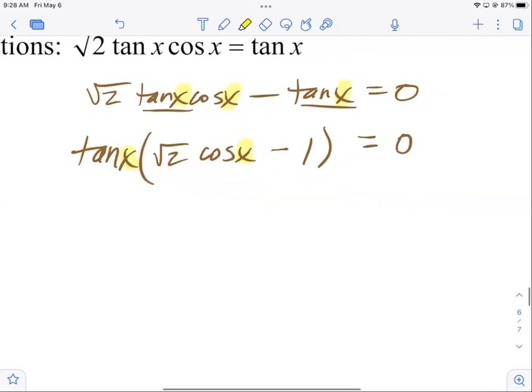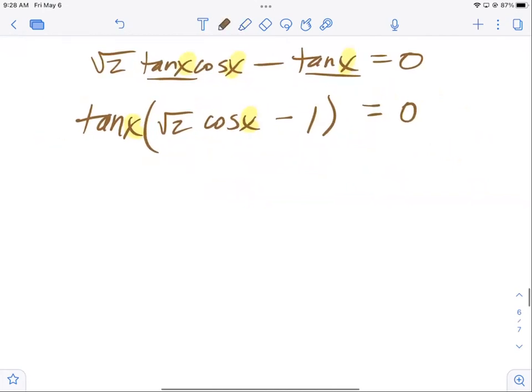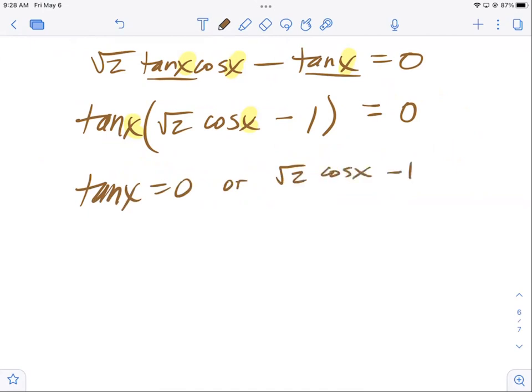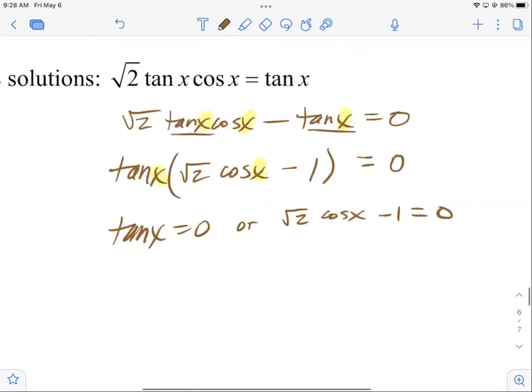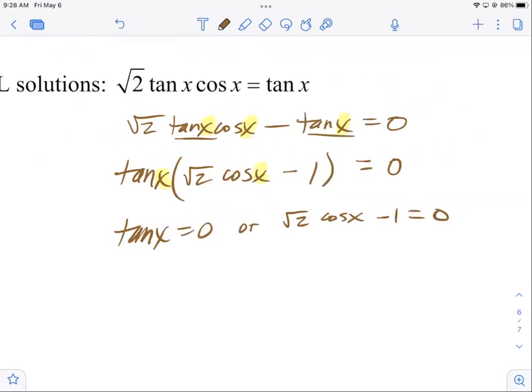All right, and now we can set each factor equal to 0. Zero product property, it's called. So tangent of x equals 0, or square root of 2 cosine of x minus 1 equals 0. Great, and now we've taken one problem and turned it into 2 problems. Great. That's just my luck.